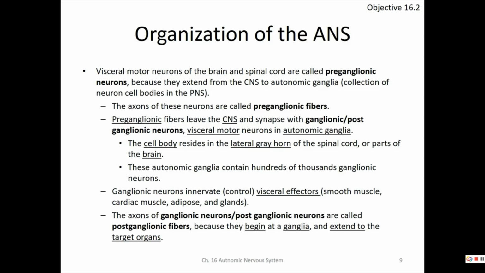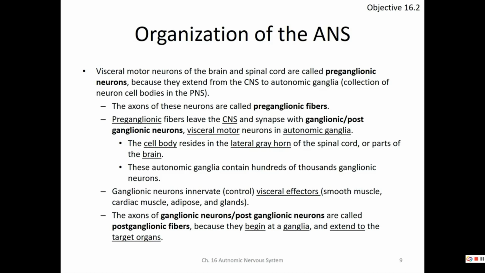They go from the CNS to the autonomic ganglia. The autonomic ganglia, remember, is a collection of neuron cell bodies found in the peripheral nervous system. Now, the axons of the preganglionic neurons are called preganglionic fibers. A fiber is an axon. Nerve fiber, neuron fiber: a preganglionic fiber is the axon of the preganglionic neuron. The preganglionic fibers are coming out of the CNS. They are leaving autonomic nuclei found within the brain or spinal cord.